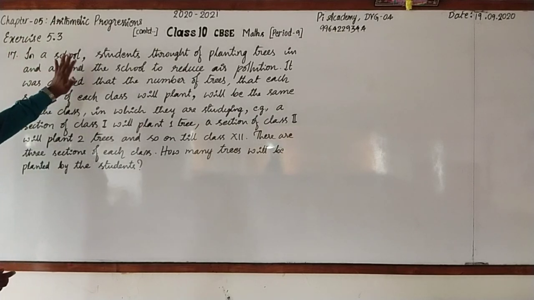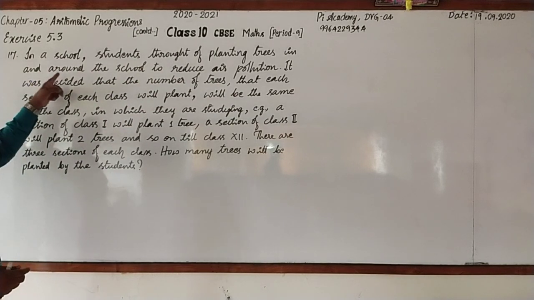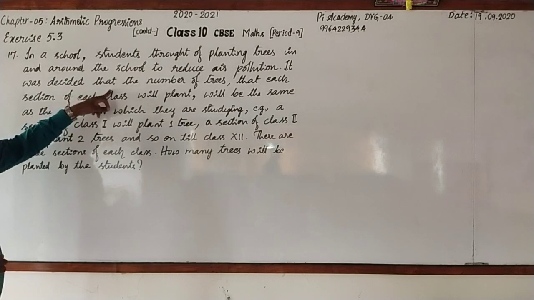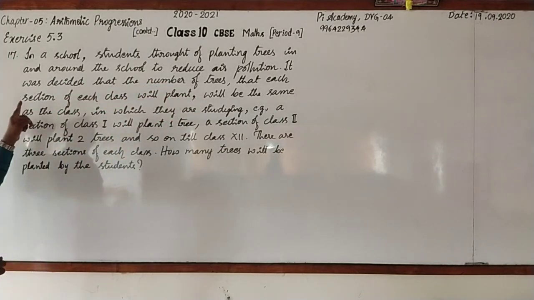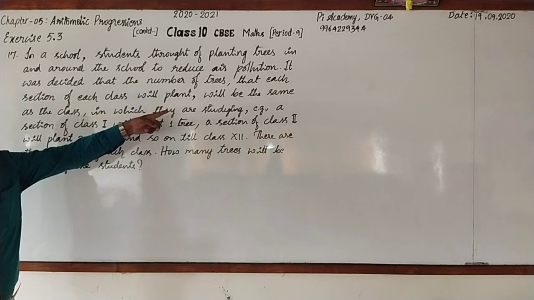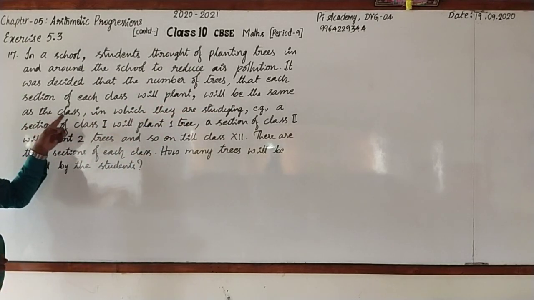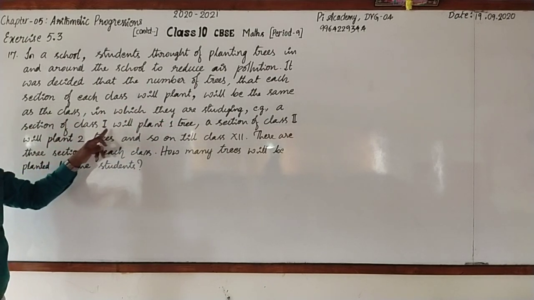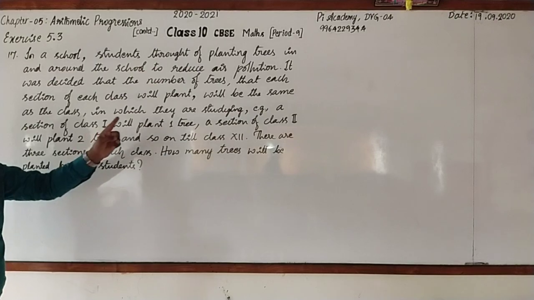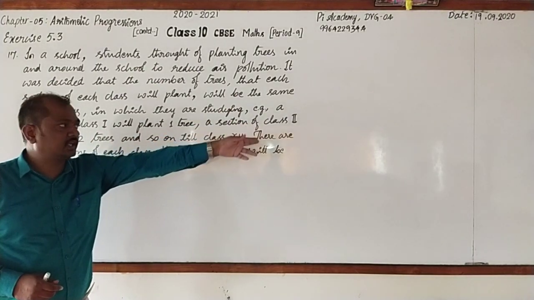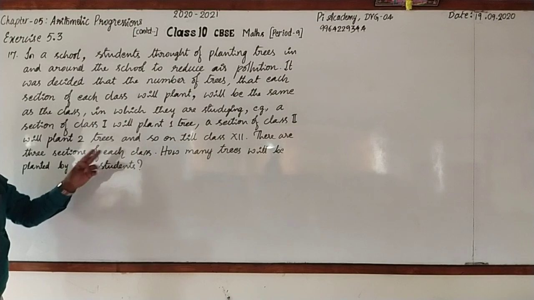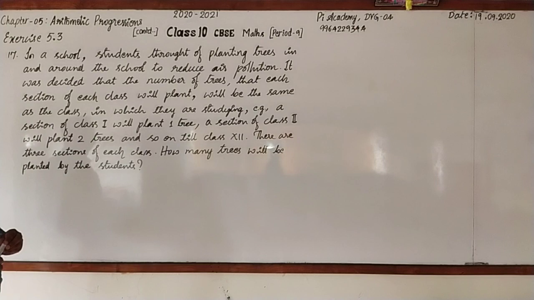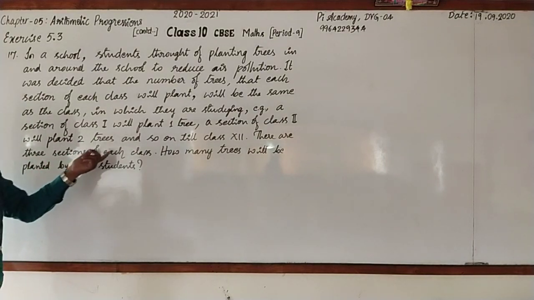In a school, students thought of planting trees in and around the school to reduce air pollution. It was decided that the number of trees that each section of each class will plant will be the same as the class in which they are studying. Example, a section of class first will plant 1 tree. One section of class second will plant 2 trees, and it continues. Up to class 12, there are 3 sections of each class.